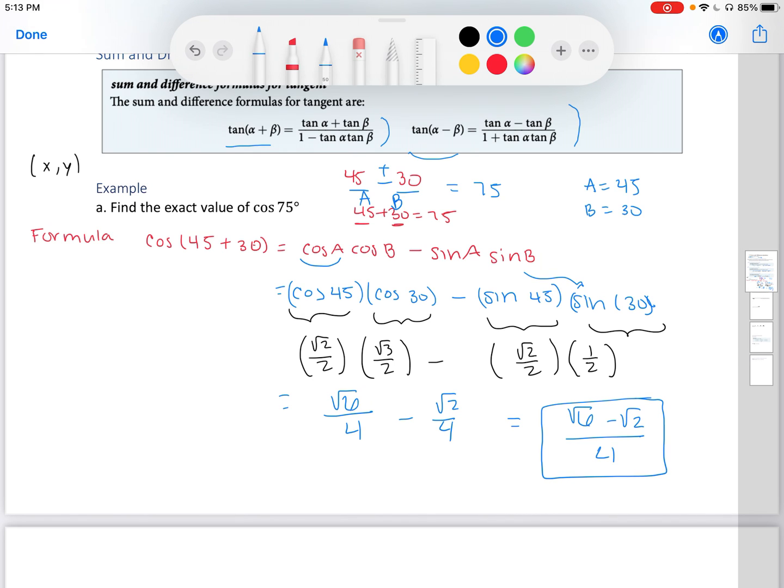So our answer is square root of 6 minus square root of 2, over 4. They have the same denominator, so I can just subtract my numerators. This is our exact value. It's not a decimal approximation, it's the exact value of cosine of 75.